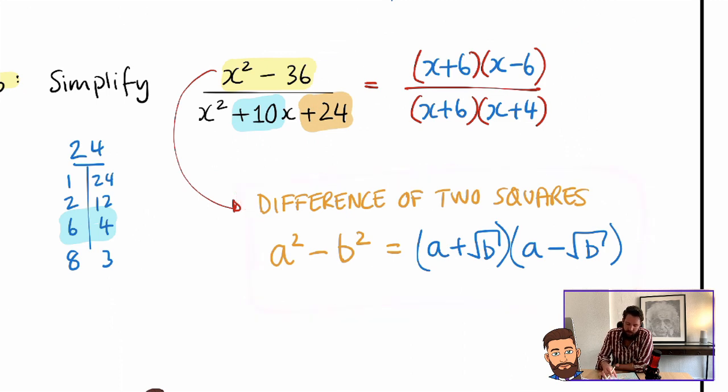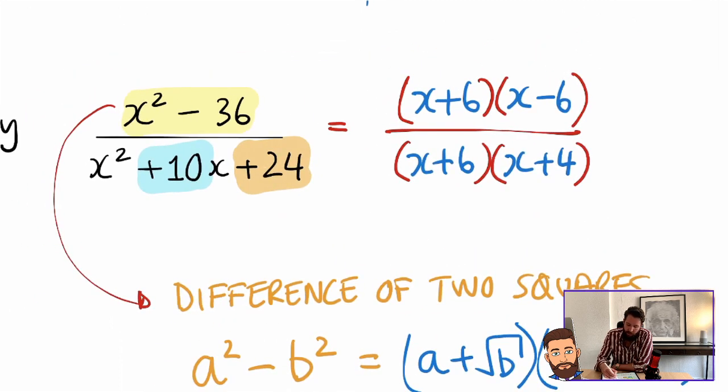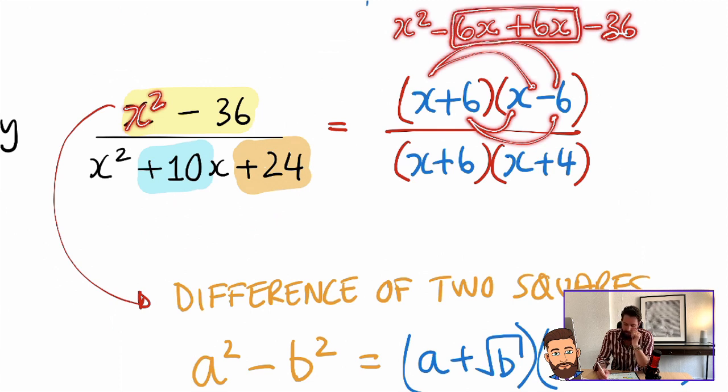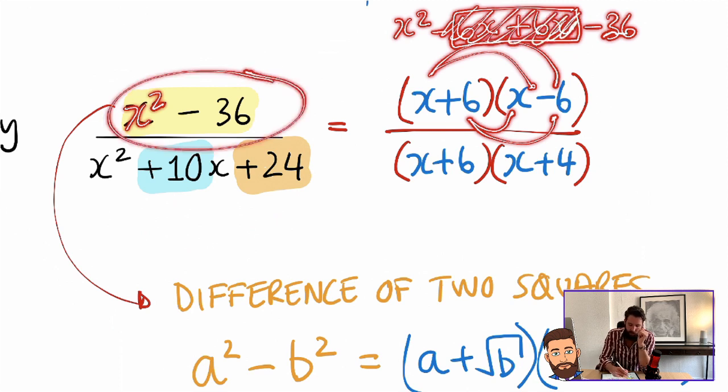But if we just take our example above, what happens if we expand out this? X times x is x squared. X times minus 6 is minus 6x. So we've got x squared minus 6x. 6 times x is plus 6x. And 6 times minus 6 is minus 36. Well, look at that. X squared minus 6x plus 6x minus 36. What happens to those terms in the middle? They cancel. Minus 6x plus 6x goes. So what are we left with? X squared minus 36.